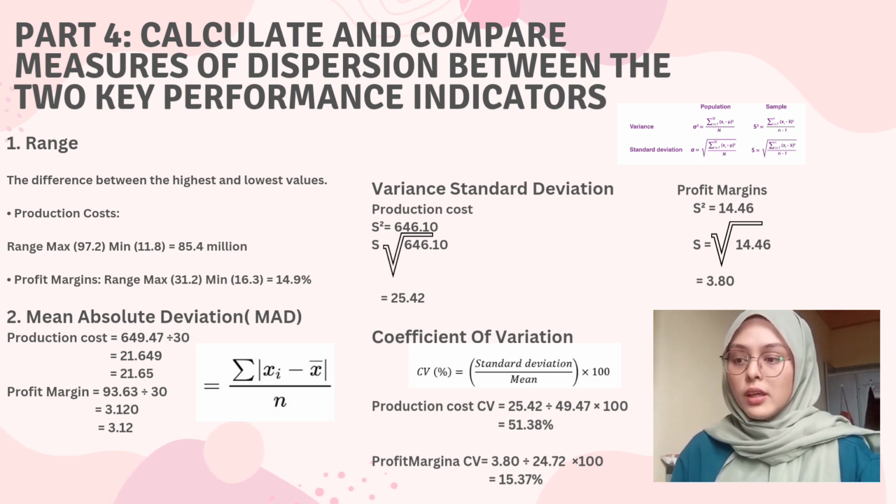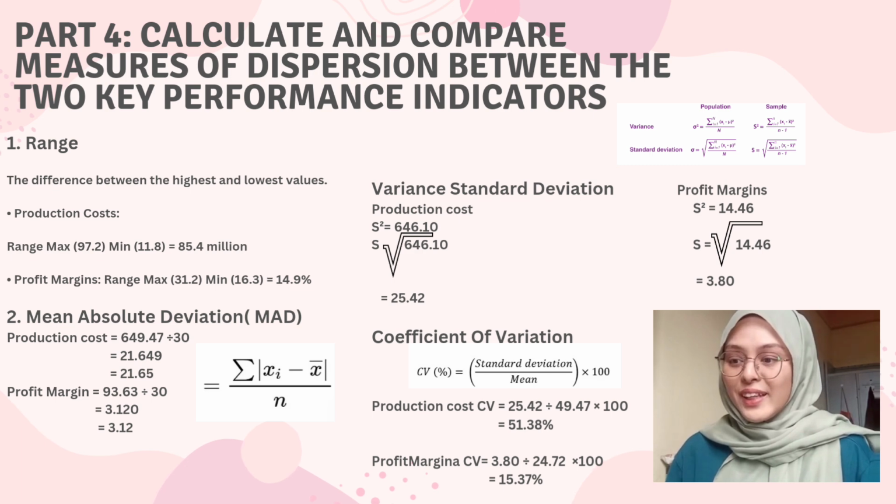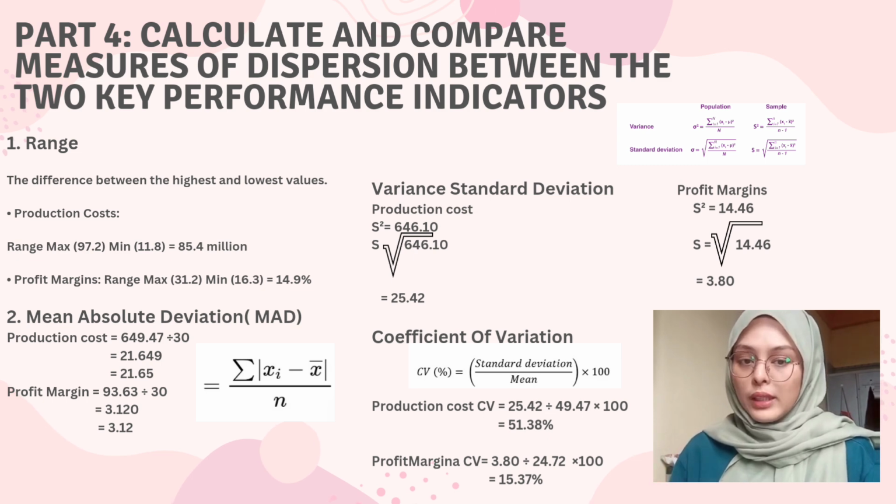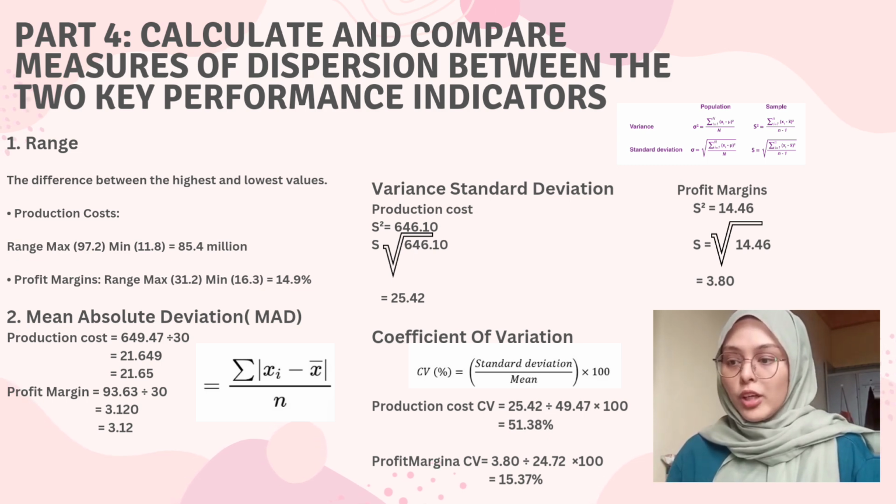How to find the range? Range is the difference between the highest and lowest value. So we need to subtract the minimum value from the maximum value. Here for the production cost, we will get 97.2 minus 11.8, so we will get 85.4 million for the production cost.